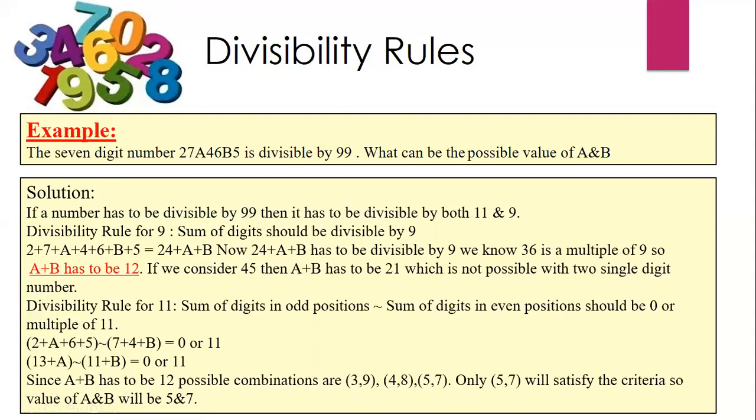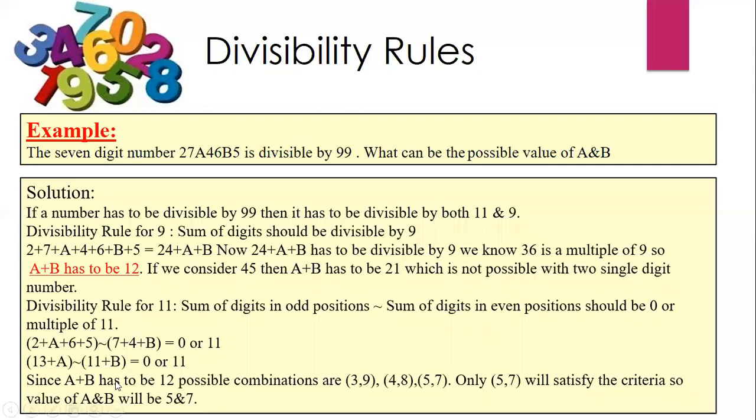The divisibility rule for 11 is that the difference between the sum of the digits in odd positions and the sum of the digits in even positions should be 0 or a multiple of 11. The sum of digits in odd positions is 2 plus A plus 6 plus 5... sum of digits in odd positions is 7 plus 4 plus B. Sum of digits in even positions is 2 plus A plus 6 plus 5. So we'll be having 13 plus A, and the difference, 11 plus B, should be equal to 0 or 11.